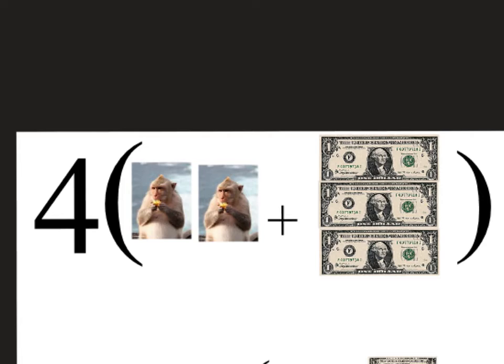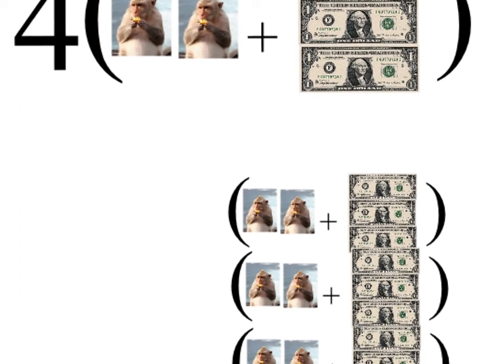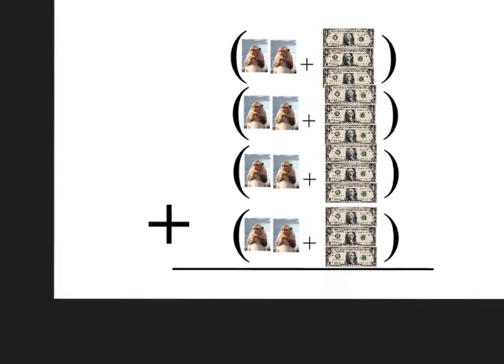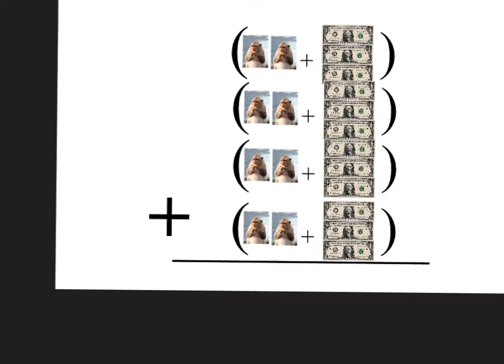Well, what that really means then is if you were to look at it differently, you would be looking at it as this. Because remember that multiplication by 4 is a repetitive addition. That's what multiplication is. And so I have 4 of these groups being added together. And so if you look at it now, 4 groups, each one of them having 2 monkeys would be 8 monkeys, right? Okay. And then 4 groups of $3 bills would be $12 bills.